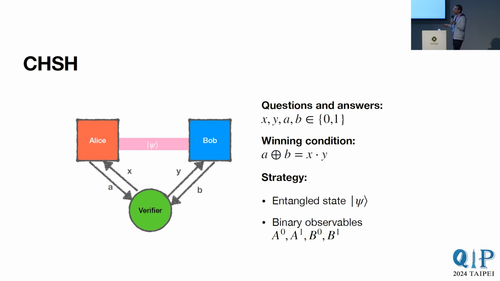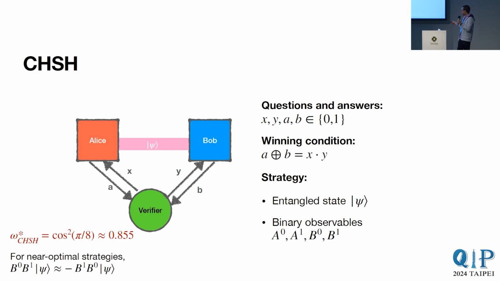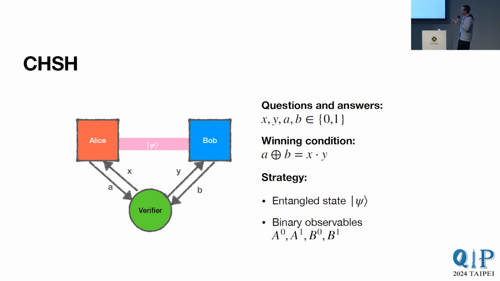And then you can describe the behavior of these two devices by saying they have some quantum state psi. And you can abstract away all the operations they perform to compute their responses by just a set of 4 binary observables. So 1 binary observable for Alice for challenge 0, 1 for challenge 1, 1 for Bob for challenge 0, 1 for Bob for challenge 1.